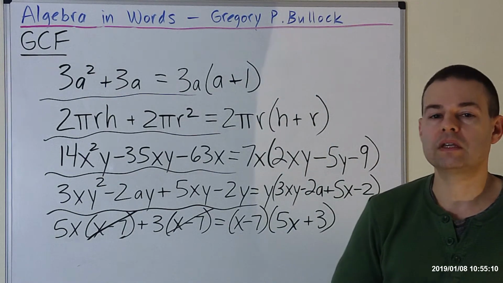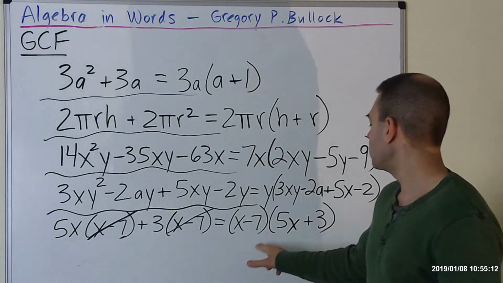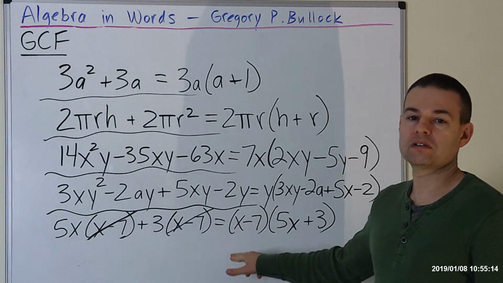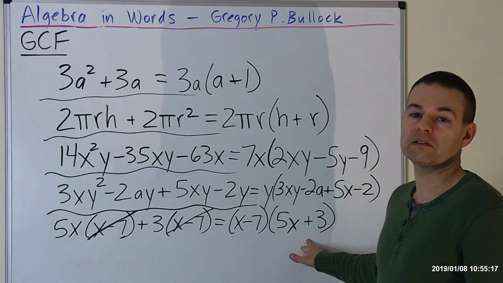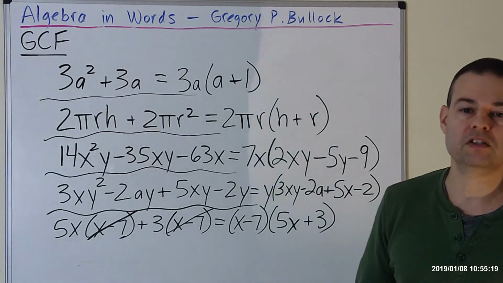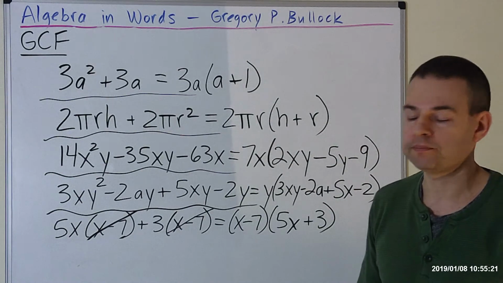If we were solving this and this were set equal to 0, then we would set this factor equal to 0 and solve for x, and we would set this factor equal to 0 and solve for x. But it's an expression, so we don't have to do that in this problem. Okay.